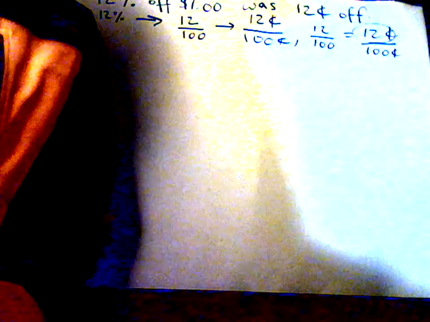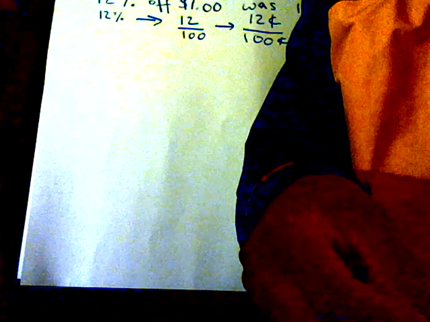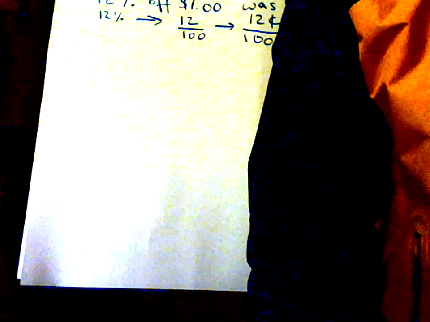Now, here in my hand I have $10. I have a $5 bill, 4 $1 bills, a quarter, another quarter, and I also have 5 dimes.